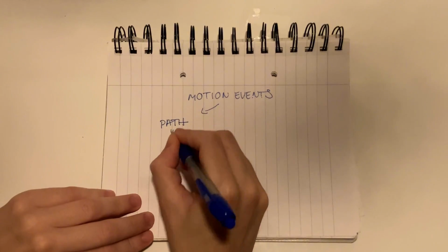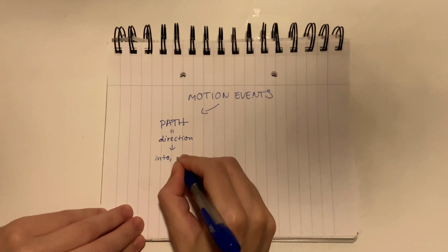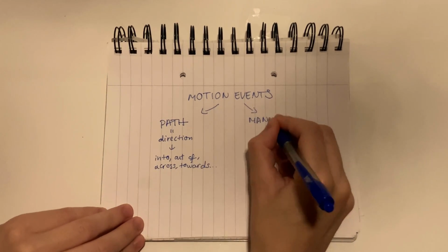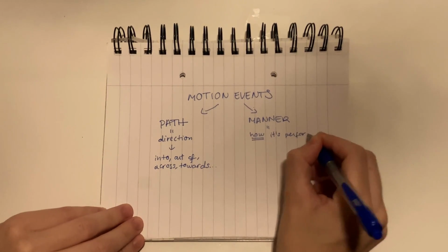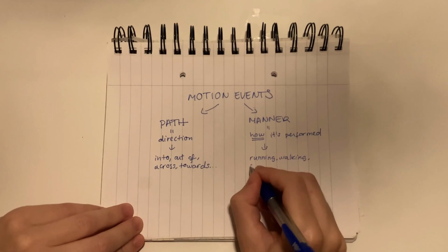So let's start with the basics. When we talk about motion events, we usually describe two key components. Path, which is the direction of the motion. So let's say, for example, into, out of, across, etc. And manner is the way, how this motion is performed. So for example, running, walking, crawling, etc.